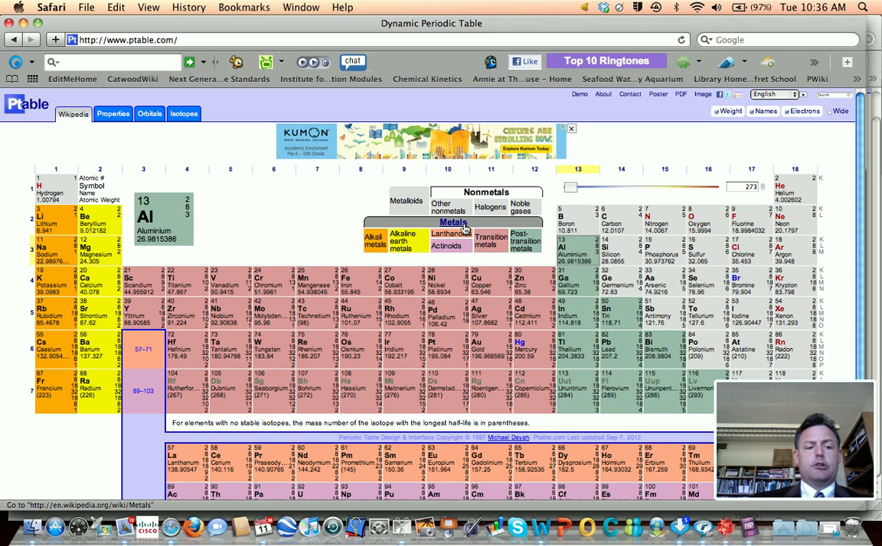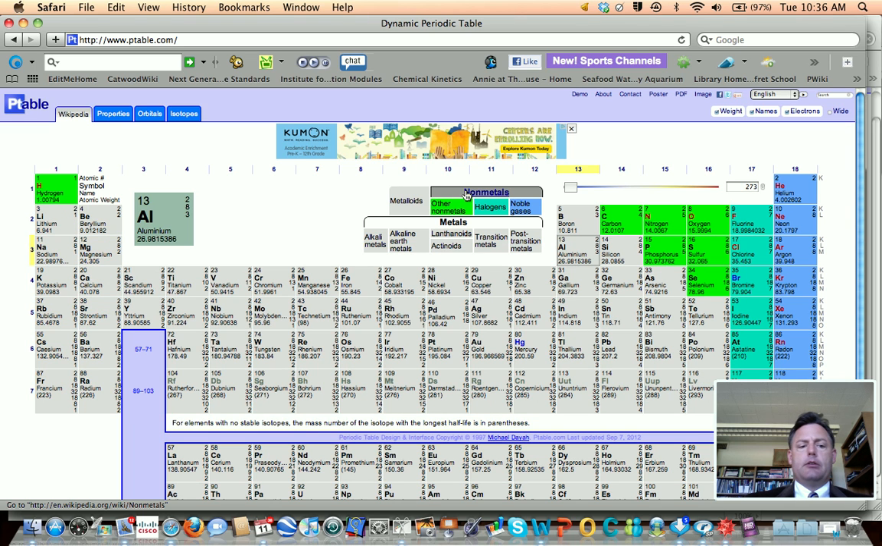They are shiny and lustrous. They tend to donate electrons. They're good conductors of electricity. They can be pounded into shapes and drawn out into wires. All the things that metals can do. But if I go to nonmetals, you'll see that that's a relatively small subset of the elements on the table.